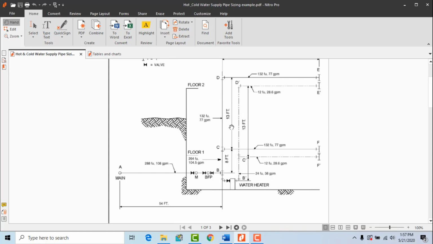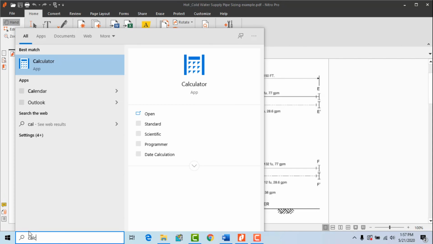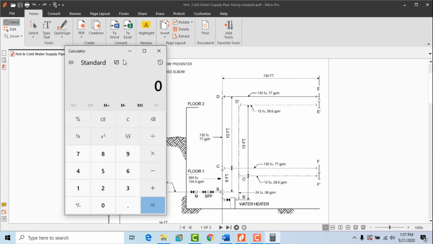54 feet, 8 feet, 13 feet and 150 feet. If you add all of them, how much length will you get? That is 54 plus 8 plus 13 plus 150. So in total you get 225 feet equivalent length of the straight piping. We did not add any length for the fittings and the valves.